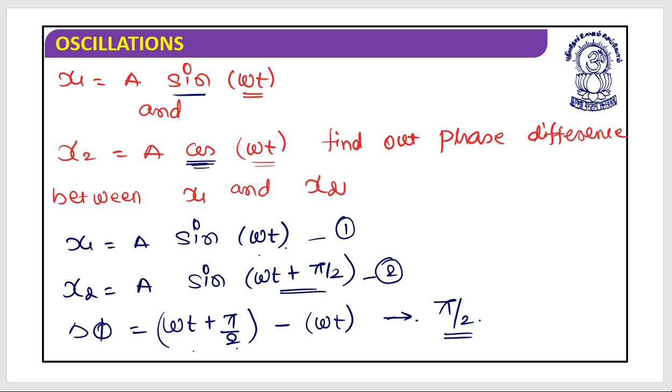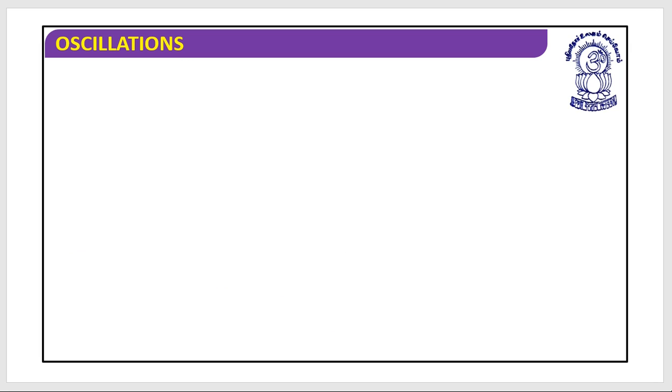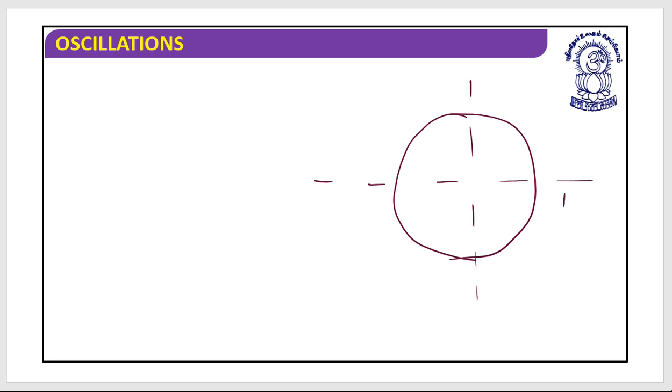Great. Now let's look at this. We have a certain diagram based on the numericals that we have performed, and from that it is very easy to calculate the phase difference. First let's see this diagram and then we will discuss. This is the circle, and let's say this is the center. This is its mean position, and this is its extreme position.